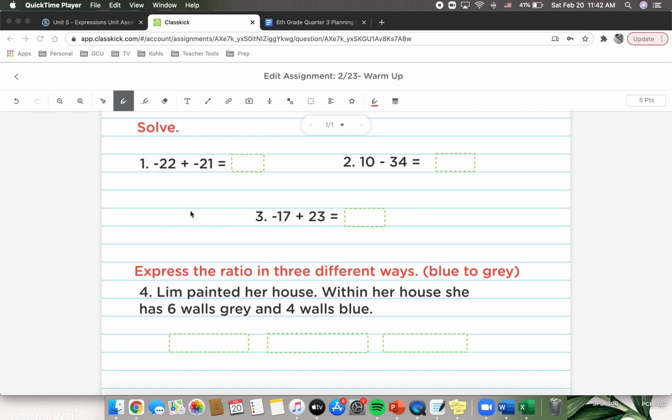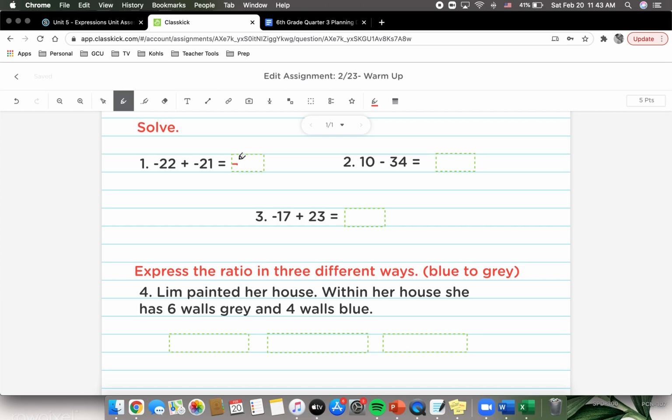For our warm-up today, we are going to look at numbers 1, 2, and 3, which are all just asking us to solve. Number 1 says negative 20 plus a negative 22 plus negative 21. Since they're both negative, our answer is going to end up negative because we're adding a negative to an even more negative. So when we add our negative 22 plus our negative 21 together, our answer is going to be negative 43.